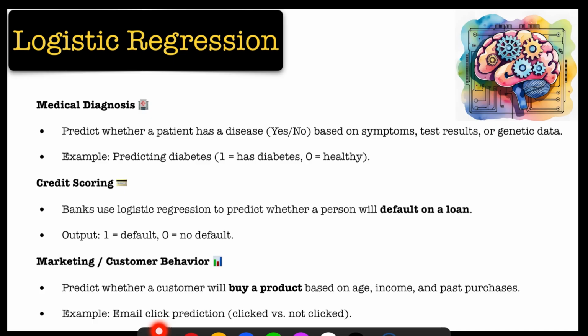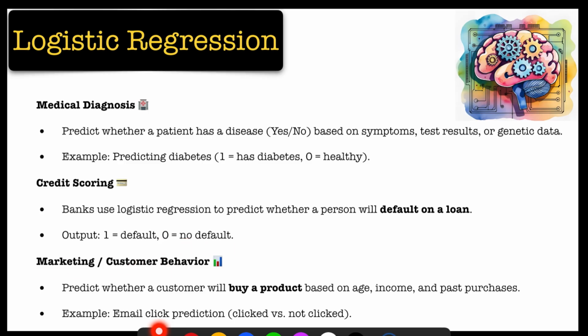So logistic regression can be used for many other classification problems, like medical diagnosis, predicting whether a patient has a disease. That's a yes or no question based on symptoms, test results or genetic data. Example, predicting diabetes. Let's say 1 is someone has diabetes and 0 means he doesn't have it, completely healthy. Credit scoring: banks use logistic regression to predict whether a person will default on a loan. So based on the prior data, it will do the classification. Output 1 is default and 0 is no default, let's say.